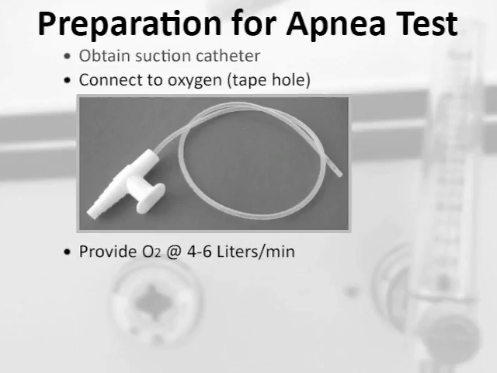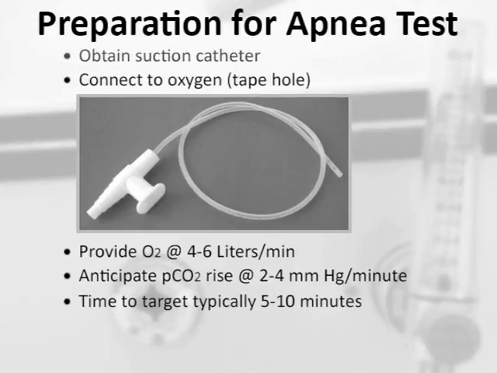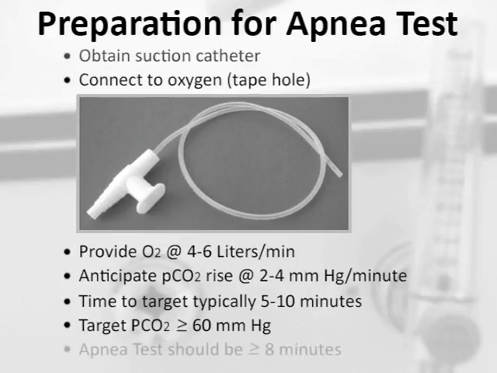The anticipated rise of carbon dioxide will be somewhere between 2 to 4 millimeters of mercury per minute in the euthermic apneic patient. So one should anticipate that the apnea test will take at least 5 to 10 minutes in order to achieve the requisite CO2 rise to greater than 60 millimeters of mercury. By convention and by guidelines, it's recommended that an apnea test is performed at least for 8 minutes and longer if the patient remains hemodynamically stable without hypoxemia.